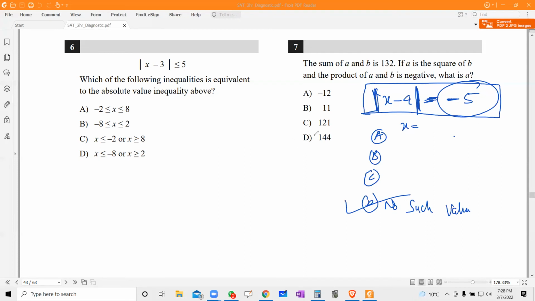Now let us try to solve absolute value equations. How do you solve just a simple equation? If x minus 4 equals -5, how do you solve it? x minus 4 equals -5. How will you try to solve it? How will you calculate x?